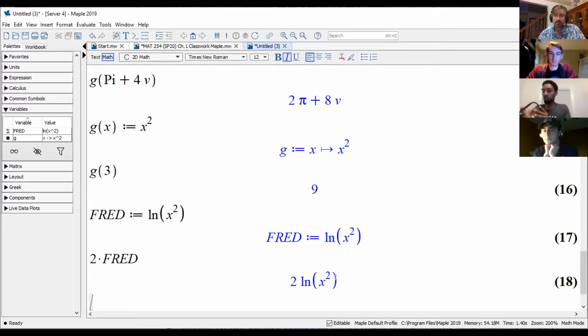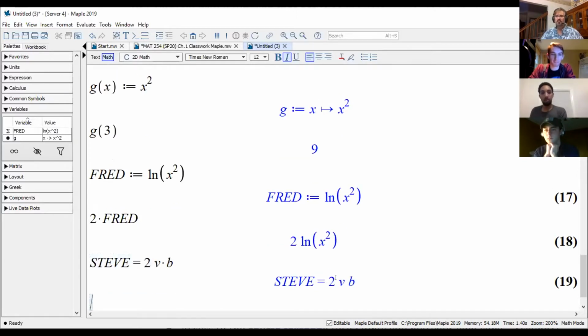If you forgot the colon, would it throw an error message? Actually, let me use a different name here. So let me use just Steve equals 2 times v times b. Notice Maple didn't assign anything. It just said, okay, sure. It spit out exactly what you told it. And that's usually a sign that Maple doesn't know what to make of what you told it.